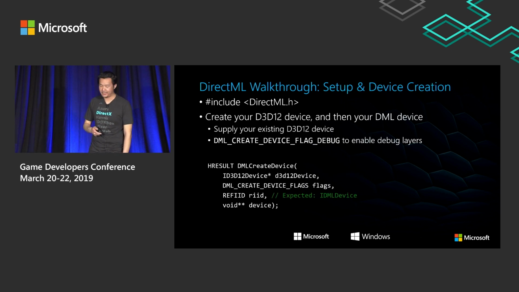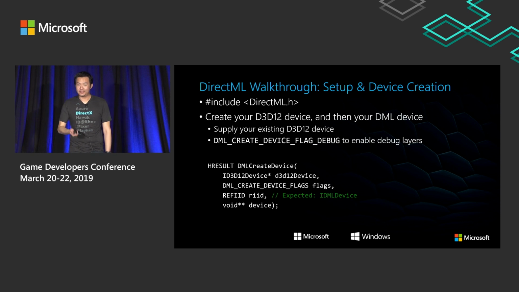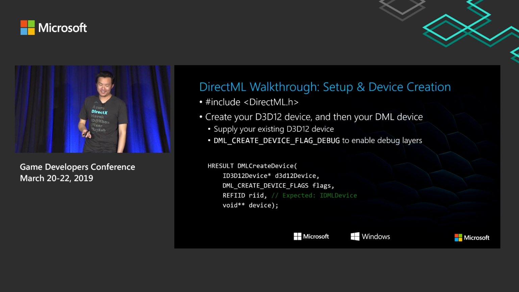This is the entry point to our API. DirectML.h is our header. It's in the Windows SDK. Pound include it, and you'll get everything. Like I said, this looks a lot like D3D12. DMLCreateDevice is the entry point to the API. You use it to create a DML device, which is essentially a stateless factory object, and its job is to create the other DirectML objects that you need to execute operators.